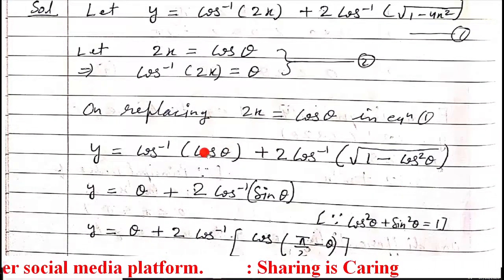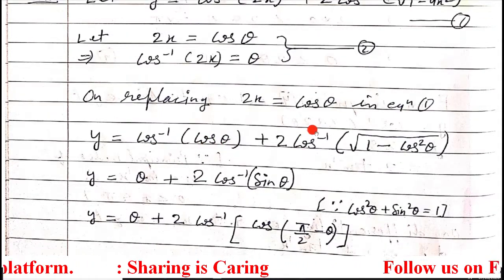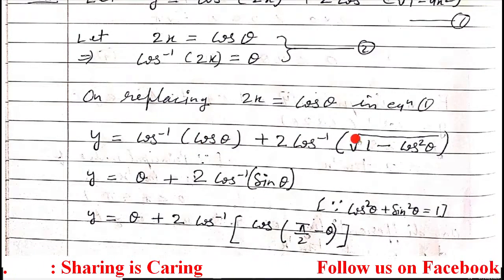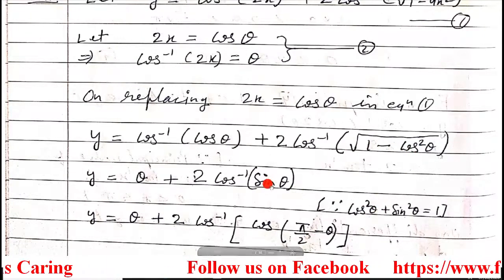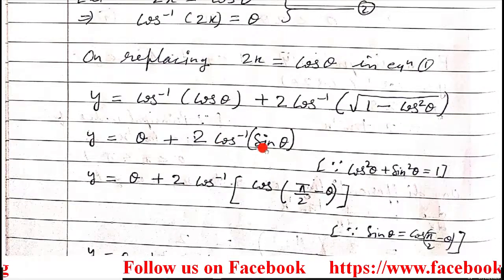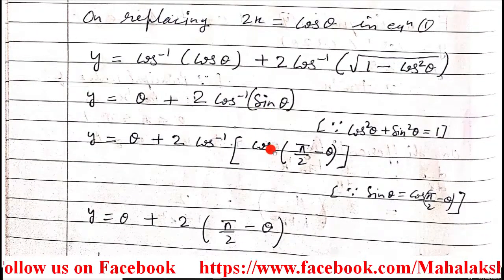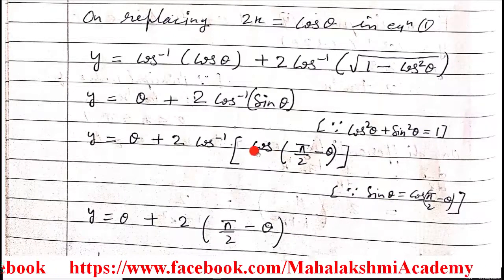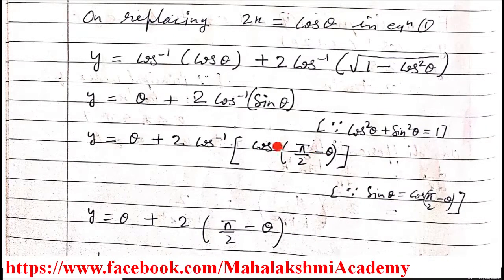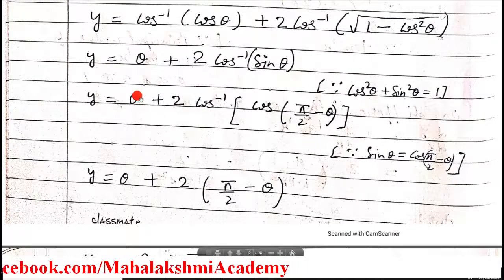Now here cos and cos will remove each other. We will get here only theta, and root of 1 minus cos square theta, from this identity, is sin theta only. But here is cos, so we can't remove them. That's why convert this sin in terms of cos by the complementary angle formula. So this sin theta we can write as cos (pi upon 2 minus theta). So now this cos and cos will remove, and you will get this theta as it is.